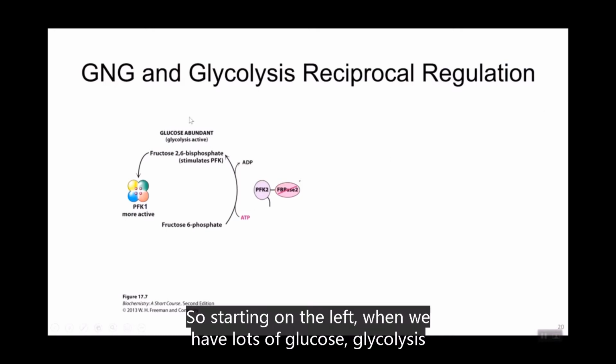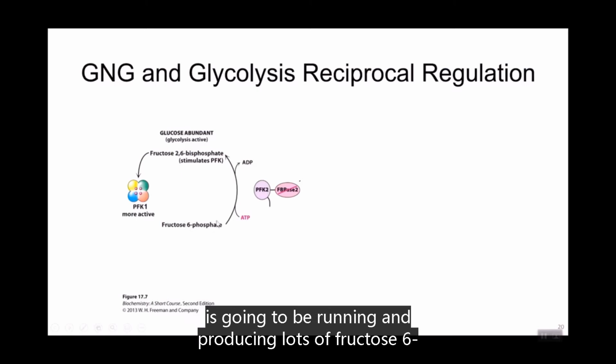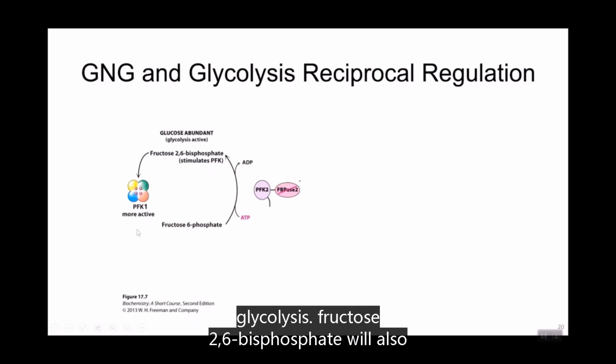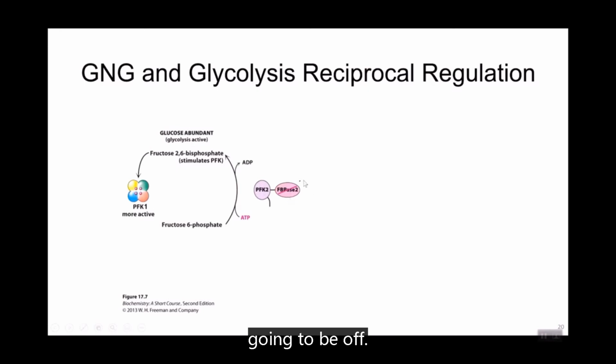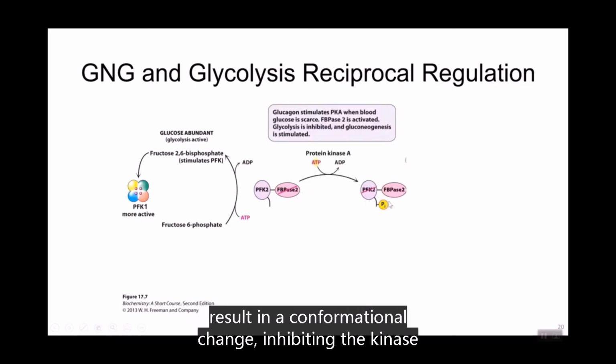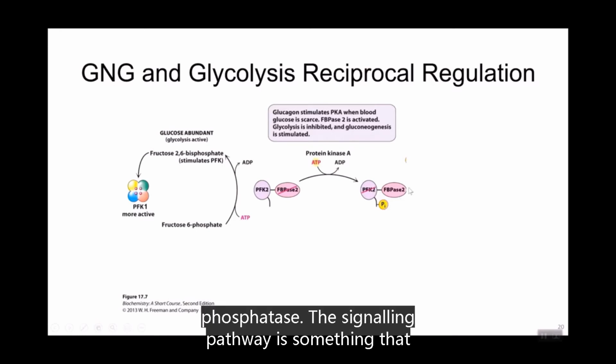So let's look at the role of this enzyme. Starting on the left, when we have lots of glucose, glycolysis is going to be running and producing lots of fructose 6-phosphate, and PFK2 is going to be producing this activator of glycolysis. Fructose 2,6-bisphosphate will also be inhibiting gluconeogenesis. So when the kinase is on, the phosphatase domain is going to be off. In order to change its activity, phosphorylation is going to result in a conformational change, inhibiting the kinase domain and activating the phosphatase.